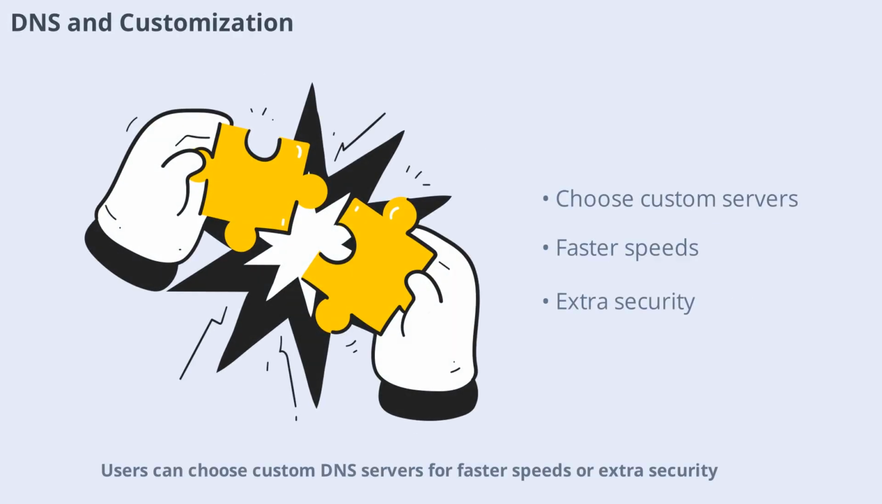Users can choose custom DNS servers for faster speeds or extra security. Many internet providers offer default DNS, but alternatives like Google DNS or OpenDNS are available. Customization lets users optimize their browsing experience.